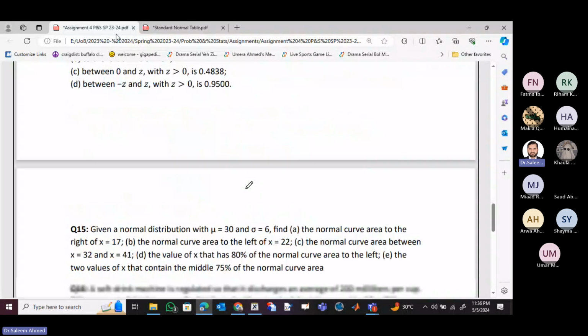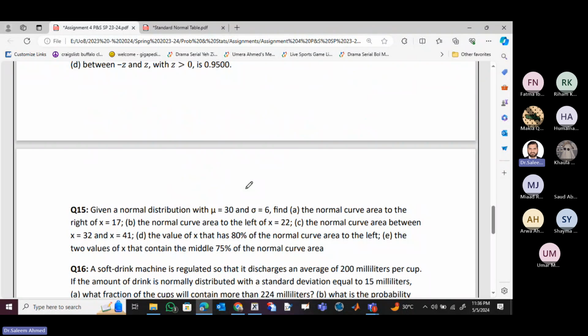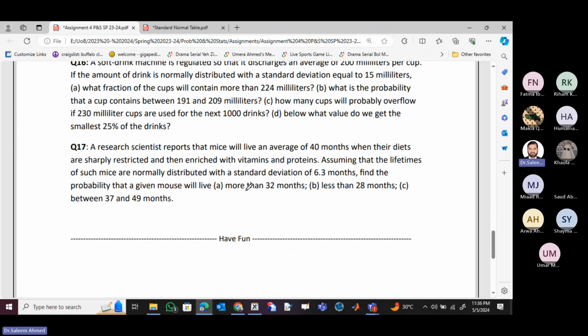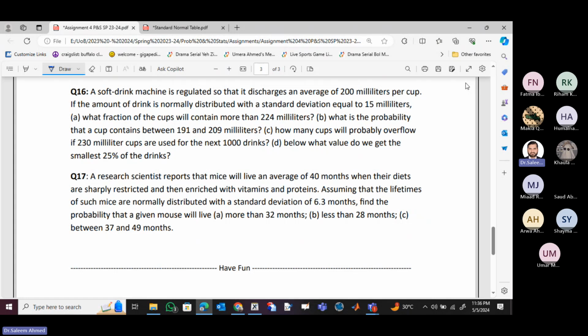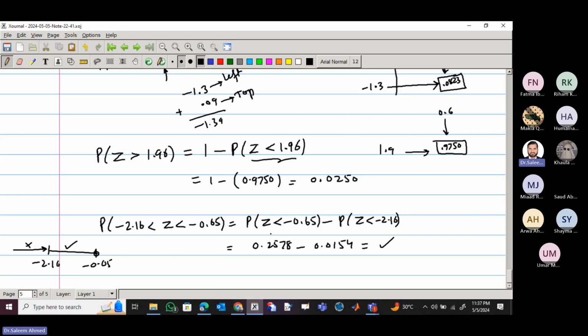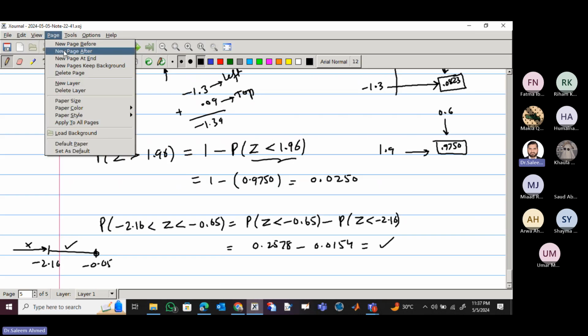If I go to the next one, I will give you a question like this, where you have to find your x, mean and variance. For example, a research scientist reports that mice will live an average of 40 months when their diets are restricted. On average 40 months means this should be my mu. Assuming the lifetimes of mice are normally distributed, so let x be the lifetime of mice.